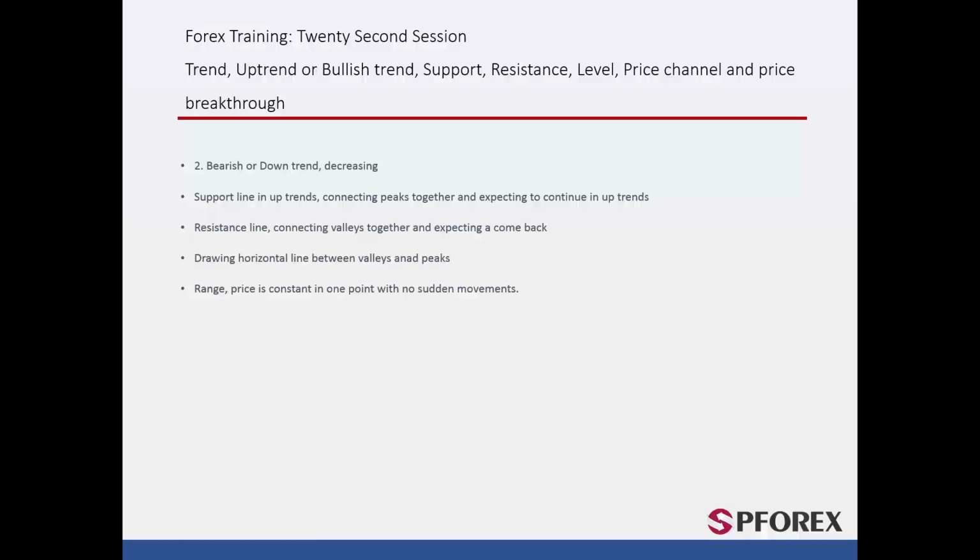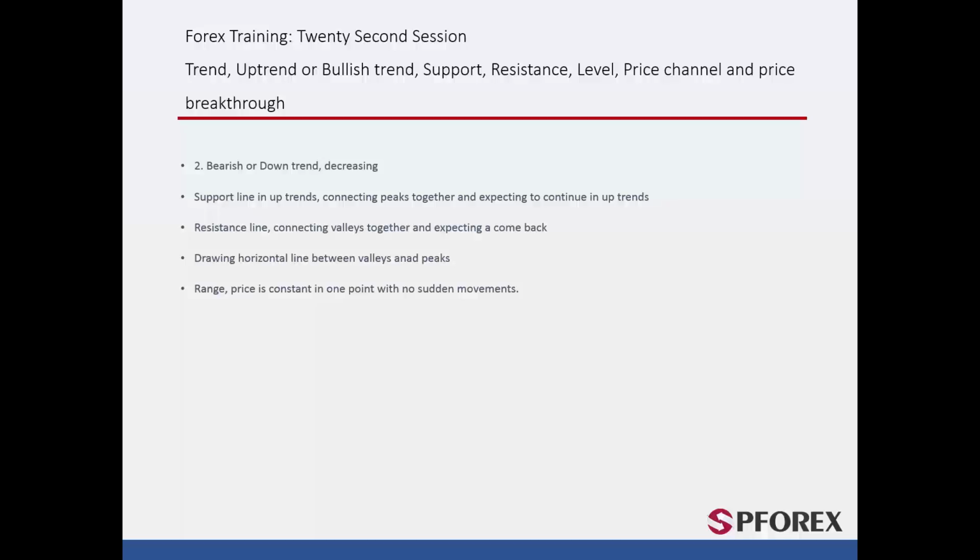The resistance line can be drawn by connecting valleys where traders expect a reversal of direction in the market price, an upward trend. Levels are horizontal lines on peaks and valleys of price waves. Range trends.